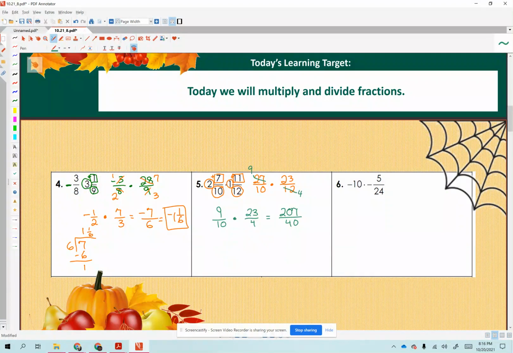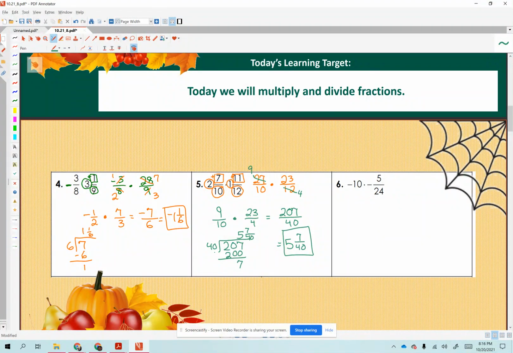So now we know that's an improper fraction. Let's get that back to a mixed number. So I'll take 207 divided by 40. And I know that 4 times 5 is 20, so that tells me that 40 times 5 is 200, with 7/40 left over. So my final answer is 5 and 7/40.